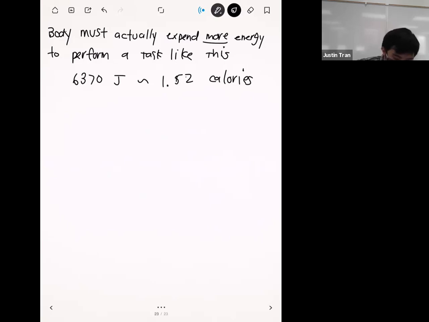The reason the body expends more energy than this is because the human body is a very complex thing. There are factors such as you're not just using one muscle to perform this climbing. In order to perform a climbing motion, your body has to move a lot of muscles, a lot of which may not be directly involved with climbing up.